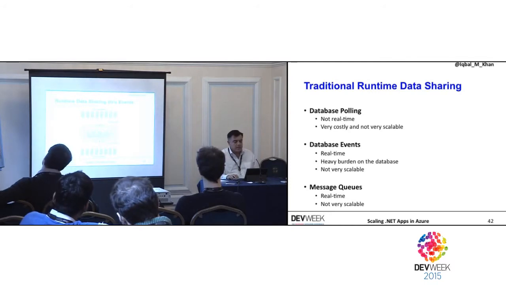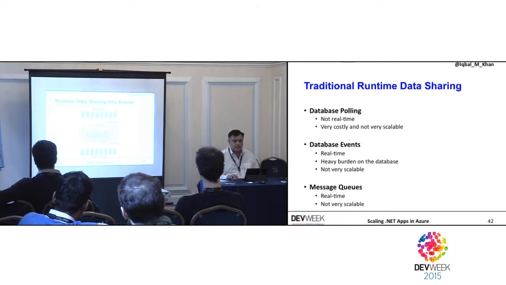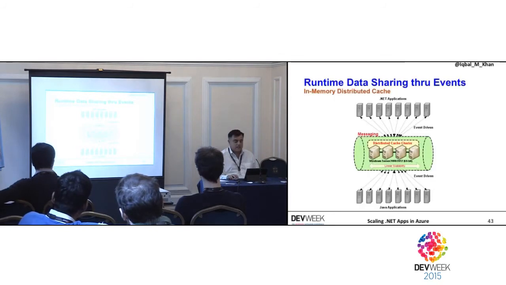When you have an in-memory distributed cache used for runtime data sharing, you have a cluster, which is a scalable cluster. That's what I meant. The message queues don't give you this. And it's in-memory as compared to persisted, and you can share data across through events.